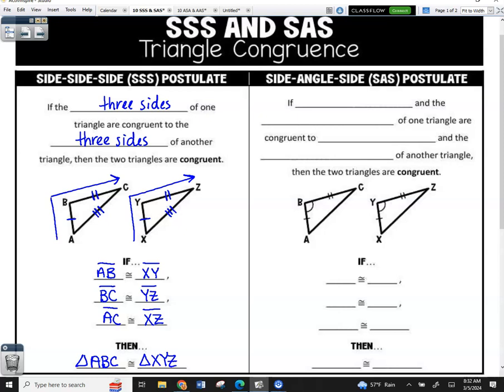Now we're going to look at the side, angle, side shortcut. If two sides and the included angle of one triangle are congruent to two sides and the included angle of another triangle, then the two triangles are congruent. They meet the side angle side shortcut.